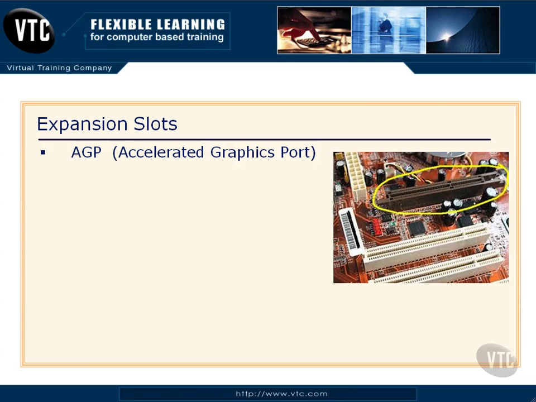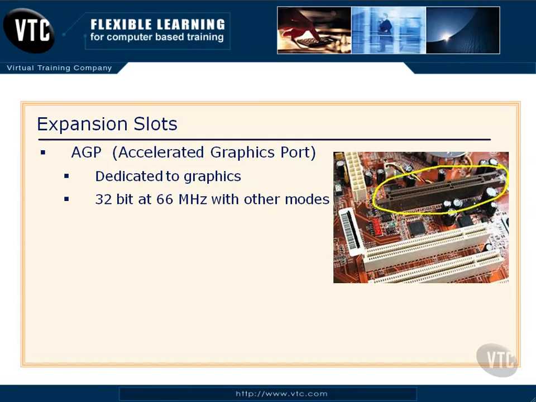Now AGP is kind of the darling. AGP, the Accelerated Graphics Port. Notice in the graphic here, this is what one looks like, okay? It's a darker color, and this is totally dedicated to graphics, because graphics has become a major source of processing power on our computers now, right? Our monitors get larger and larger, the color depth's getting bigger and bigger, we're going to high def, on and on. This runs at 32 bits and provides 66 megahertz with various other modes.